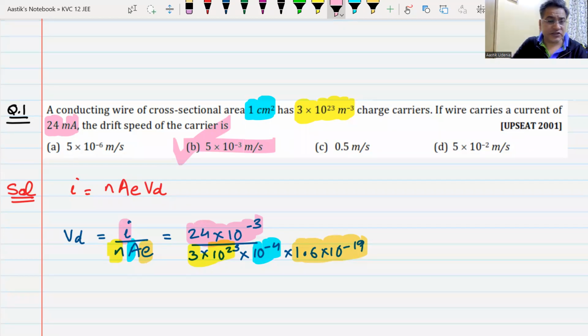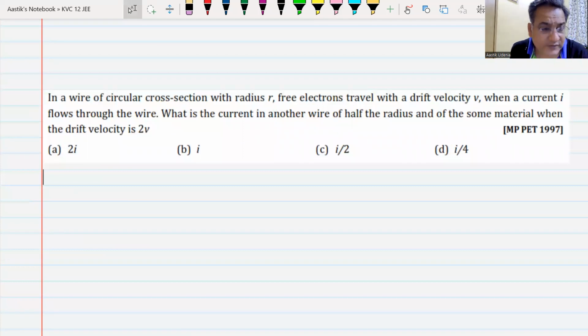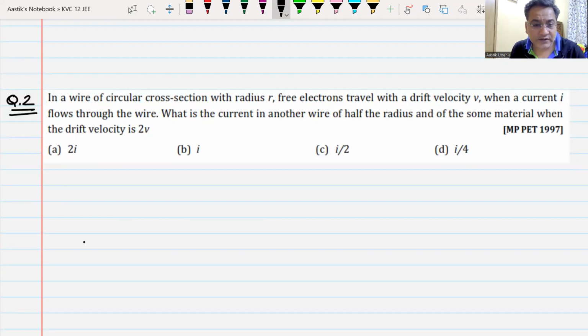This is the next question coming on your screens: in a wire of circular cross section. Remember, most of the time the wire will be of circular cross section. Mind my words. A wire of circular cross section of radius r. Free electrons travel with a drift speed of v when a current I flows through the wire. What is the current in another wire of half the radius, same material, when the drift velocity is 2v?